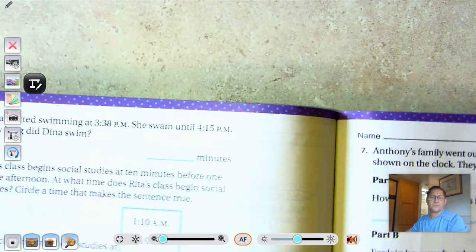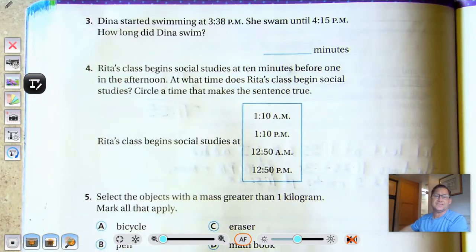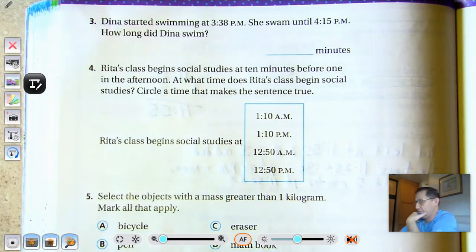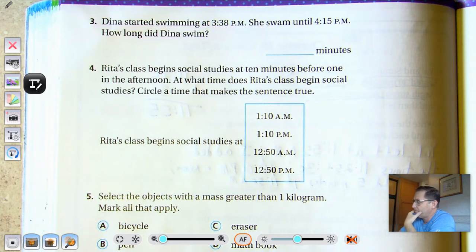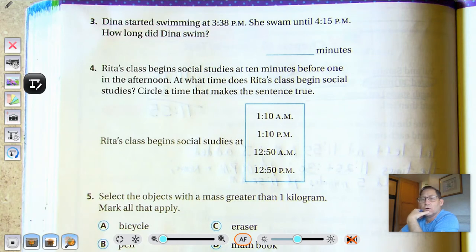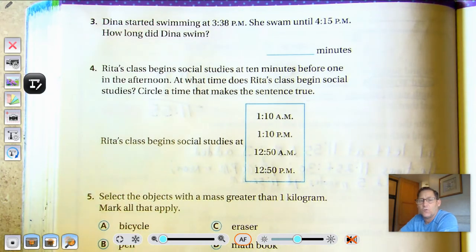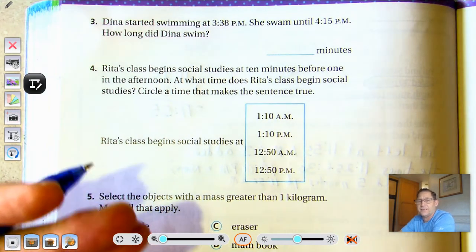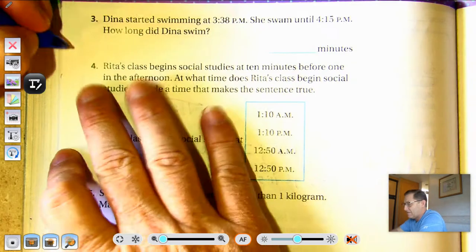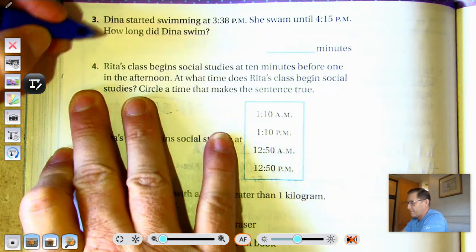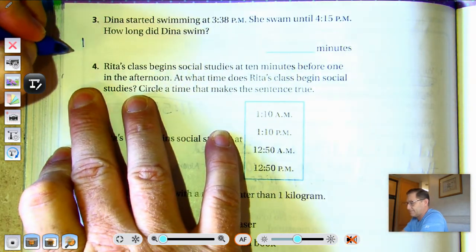All right, so let's continue with number 3. Dina started swimming at 3:38 p.m. and she swam until 4:15 p.m. How long did Dina swim? So we can go backwards on a clock. We can use a clock and go back until we get to 3:38, or we can start at 3:38 and jump forward. So I think I'm going to jump forward starting at 3:38.